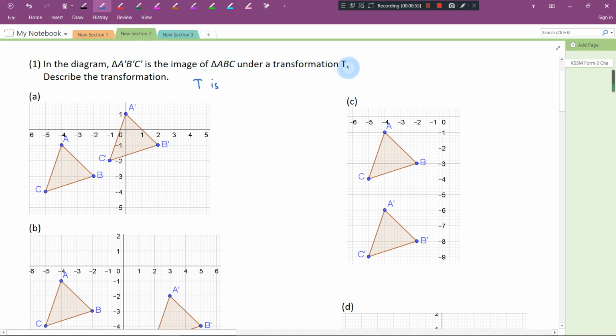Or if you want to write longer, you can say T is a translation, since the question tells you the transformation is called T. Then put a parenthesis, write 2 numbers inside here. Okay, so from here, move to here.